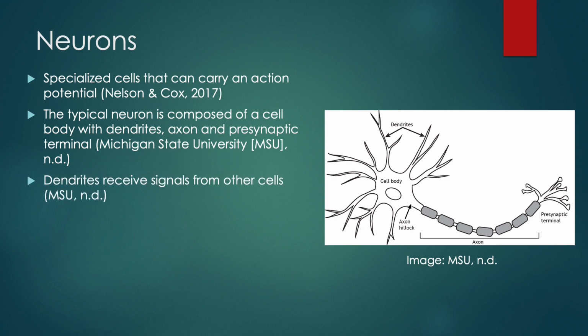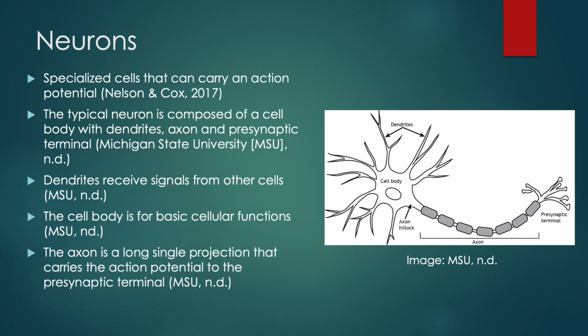Dendrites receive signals from other cells. The cell body is for basic cellular function. So inside the cell body, inside this area right here, you would have the nucleus, you would have mitochondria, all the organelles to perform basic cellular functions. And the axon is this long single projectile that can carry the action potential down to the presynaptic terminal.